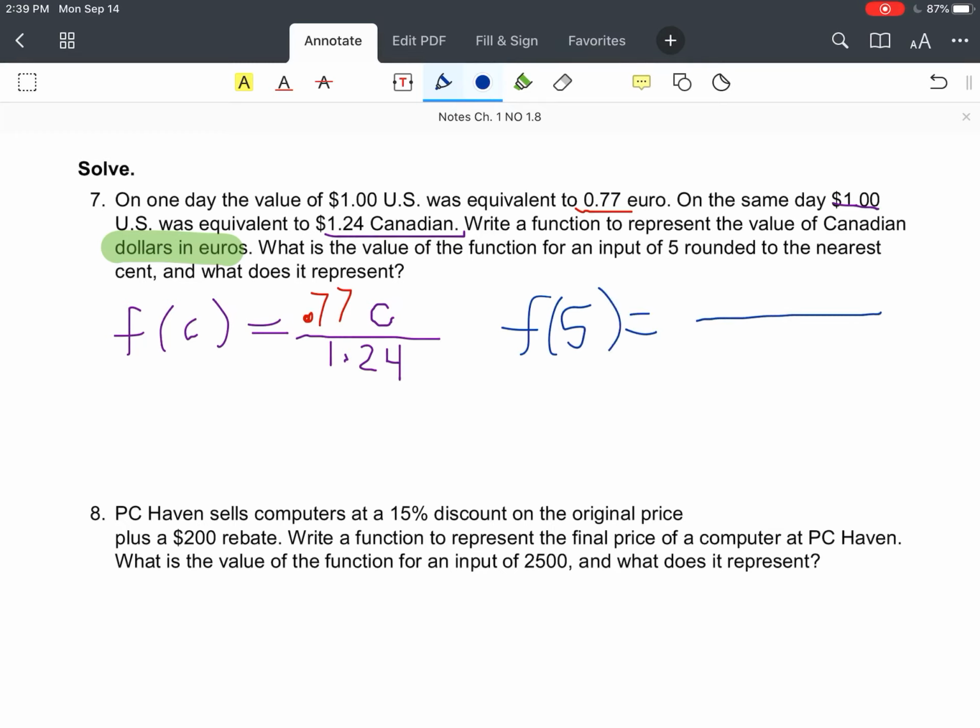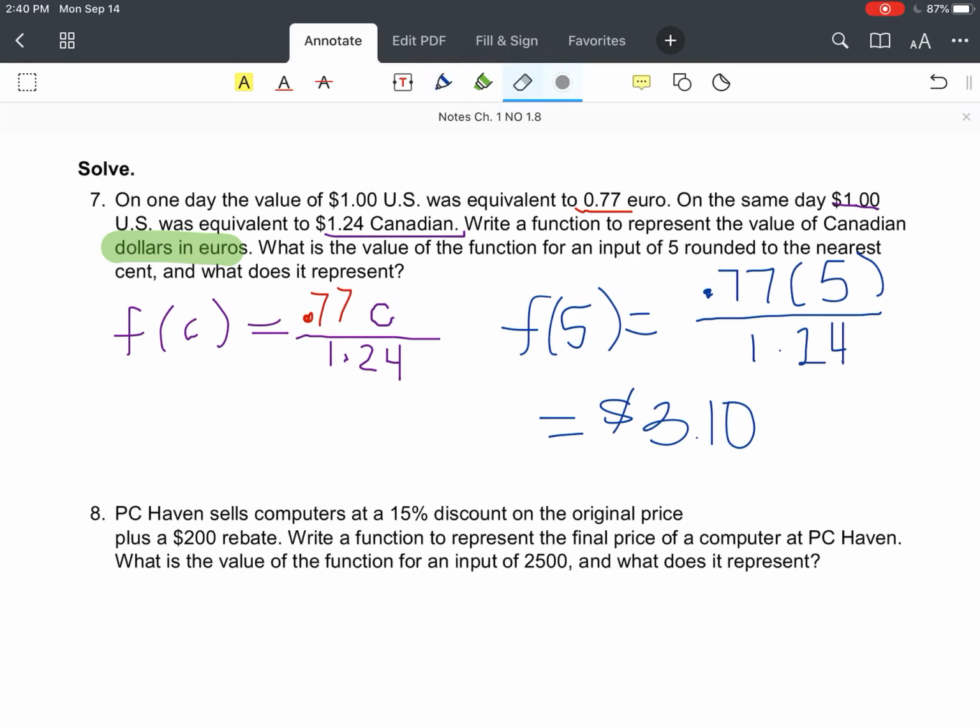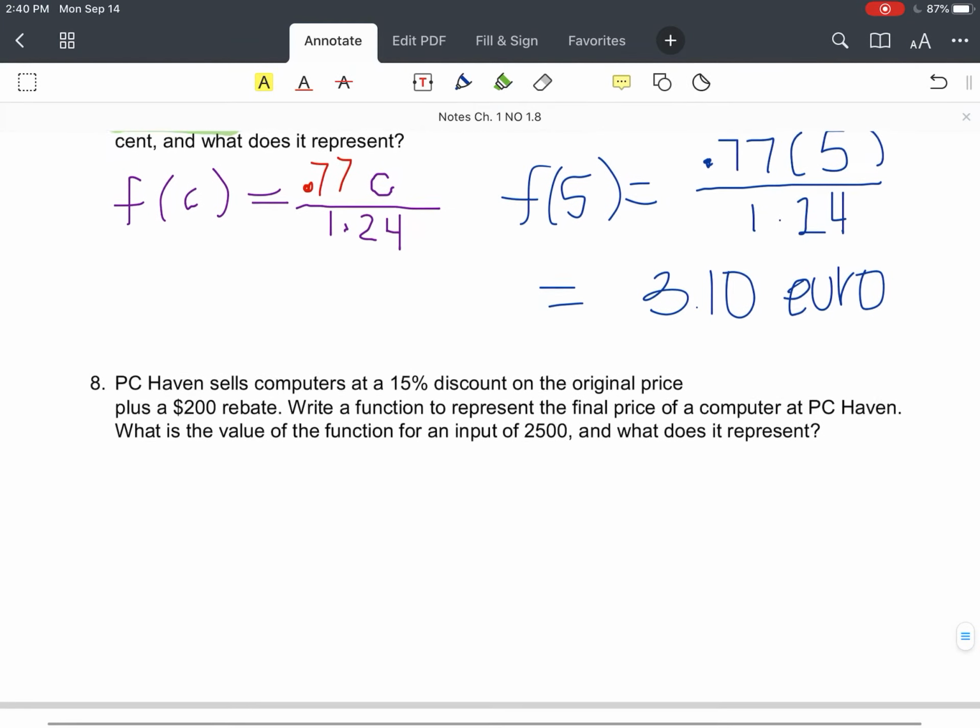Now we need to figure out what f of 5 is. So when we have $5 Canadian, so we're substituting 5 in for C, how much is that in euros? And that's about 3.10 euro. And you probably shouldn't use the dollar sign because it's euros. My bad. So it's about 3.10 euros, or euro. I don't know what the proper way to say it is. Something like that.